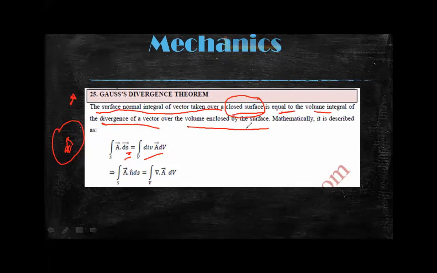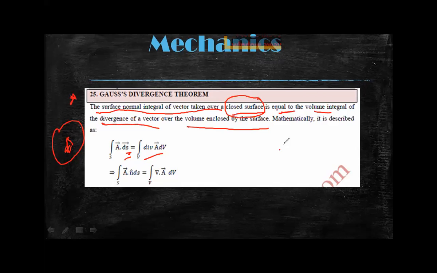Can you repeat it in your brain? The surface integral of any vector must be equal to the volume integral of the divergence of that particular vector. Is it okay? Okay, sir. Can you repeat it in the brain? Yes, sir. The surface integral of any vector must be equal to the volume integral of the divergence of that particular vector.